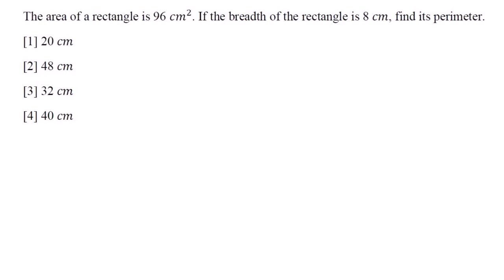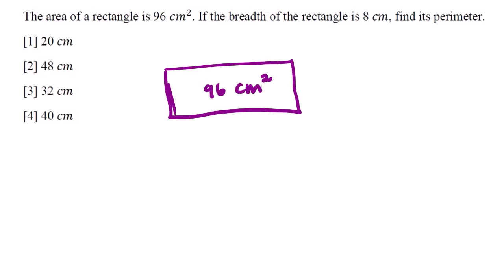The question for today says the area of a rectangle is 96 centimeters squared. If the breadth of the rectangle is 8 centimeters, find its perimeter. Looking at the picture form of this, we have a rectangle with an area of 96 centimeters squared and the breadth is 8 centimeters. Even though you take this as a breadth, or you take this other side as a breadth, the answer will still be the same.